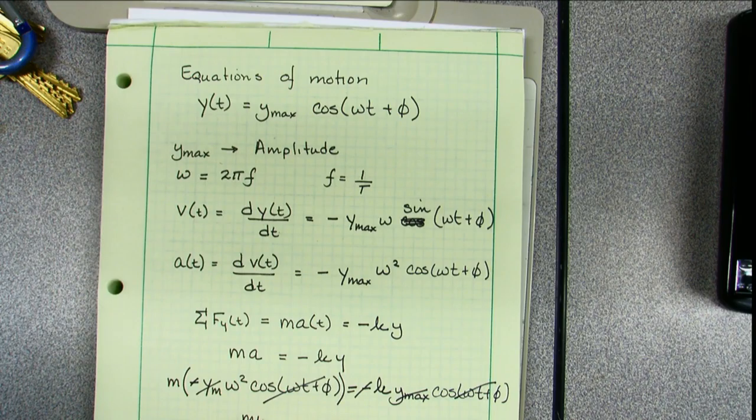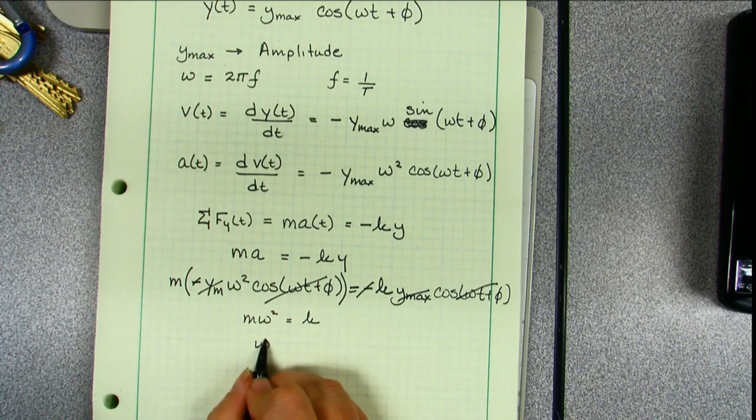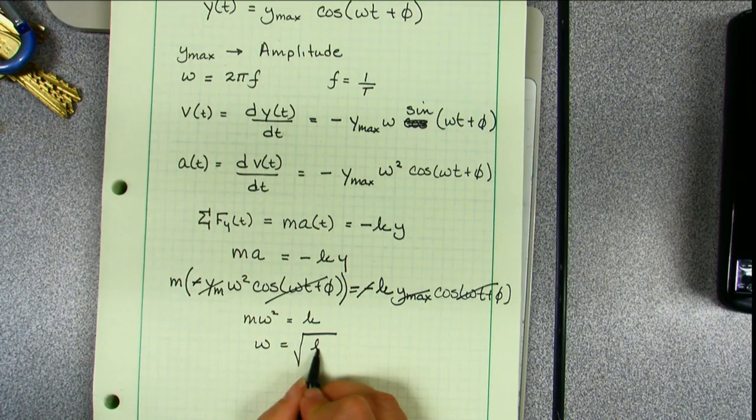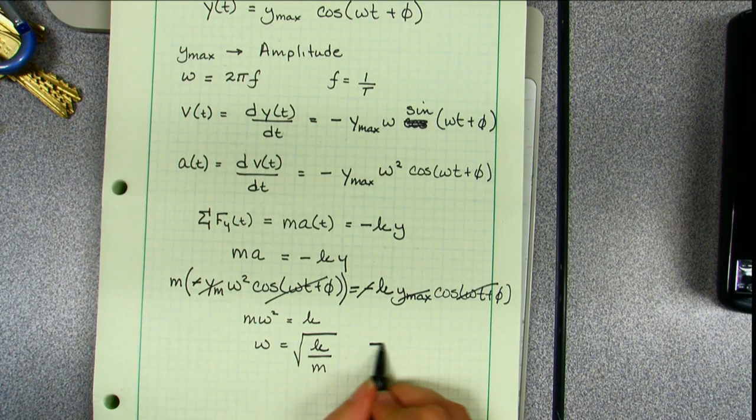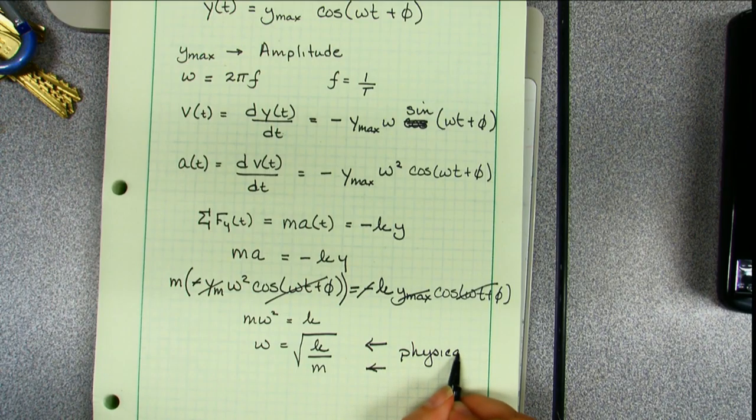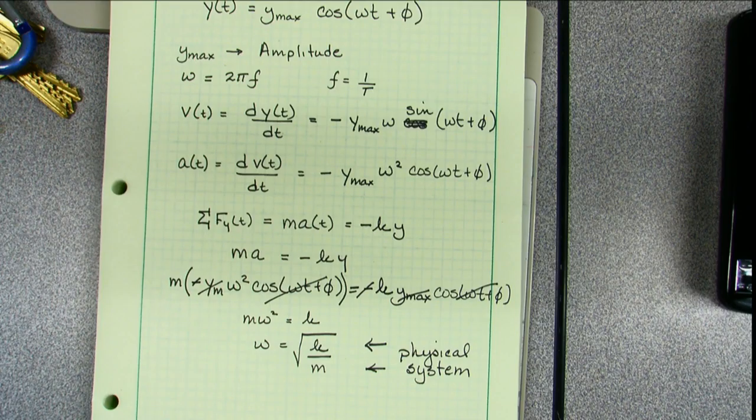I get mass times omega squared is equal to k. Omega is equal to the square root of k over m, where both of these are from our physical system. Which is a pretty cool result. So your angular frequency is going to be related to whatever your spring constant is divided by the mass.